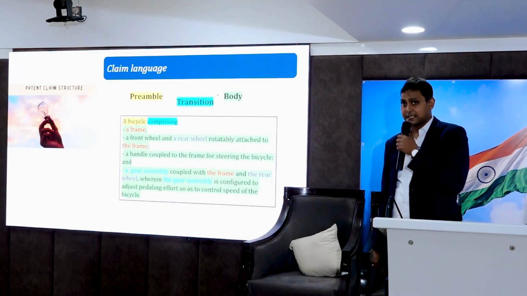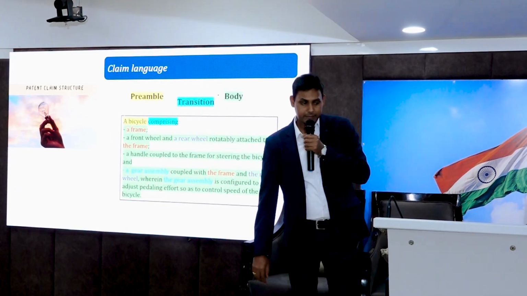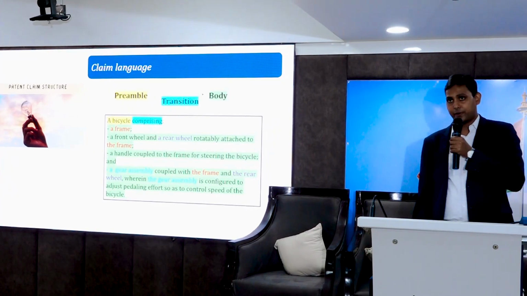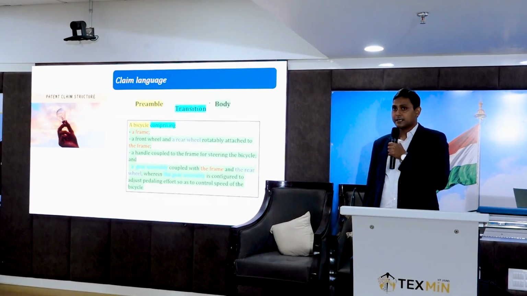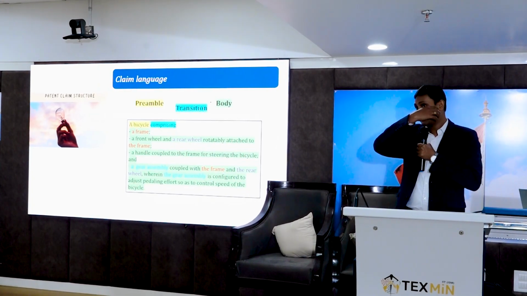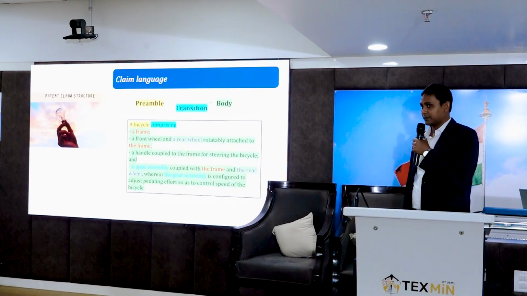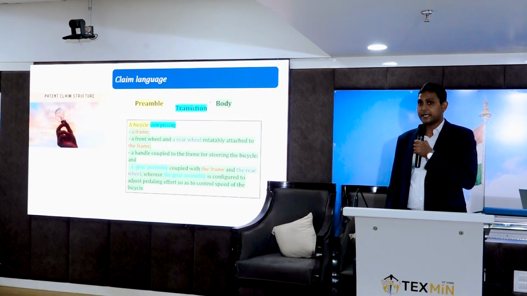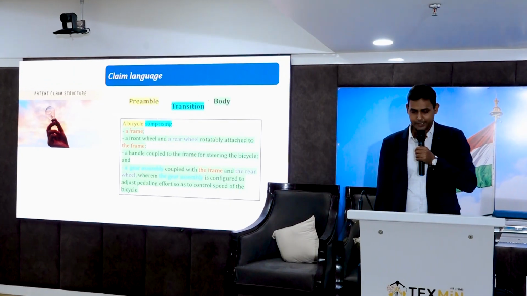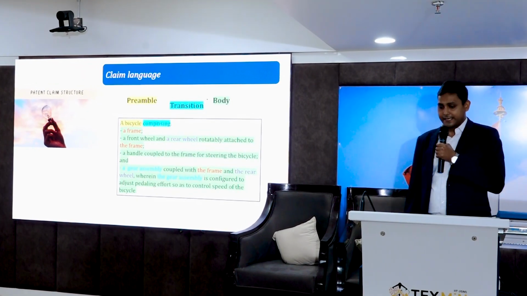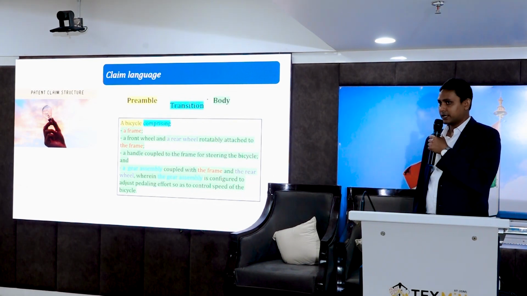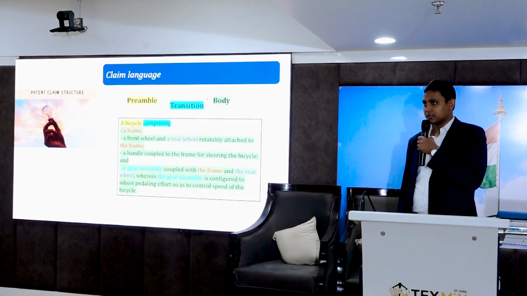Now we are discussing the claim language. Here again there are a few rules. These are not defined by the Patent Act, but they are the general rules of drafting claims. There are three parts of your claim. The first one we call a preamble. Then there is a transition, and then there is a body. So that should be a transition portion, right?